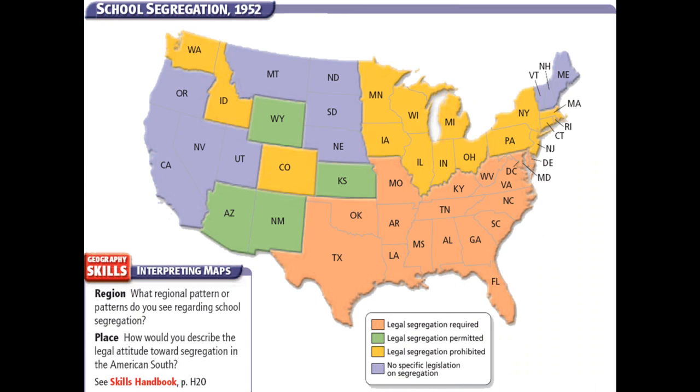This map shows school segregation in 1952, and you can see that the area in pink is where legal segregation was required. So schools had to be segregated. In contrast, the yellow area shows areas where legal segregation was prohibited. So some of the northern states actually prohibited segregation. The green states represent places where segregation is permitted but not required.